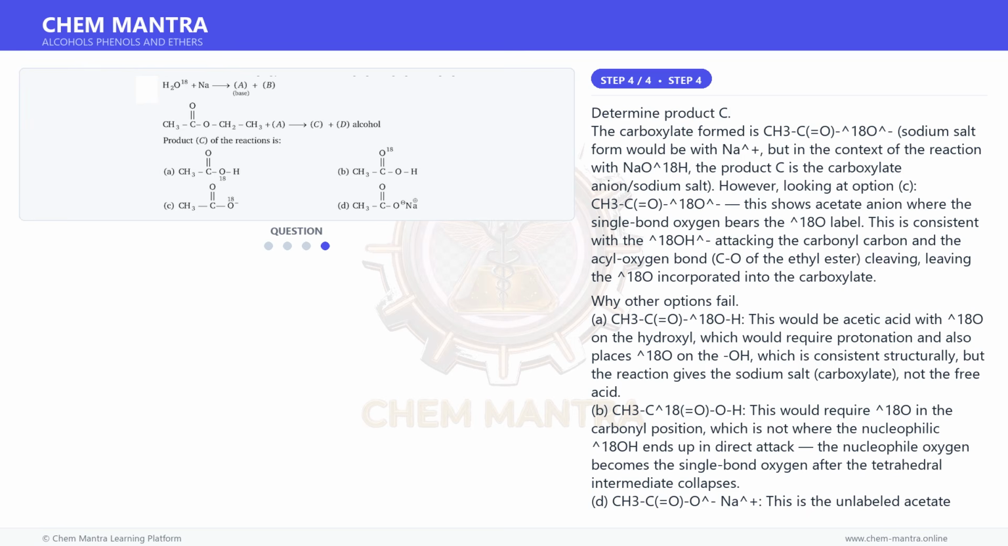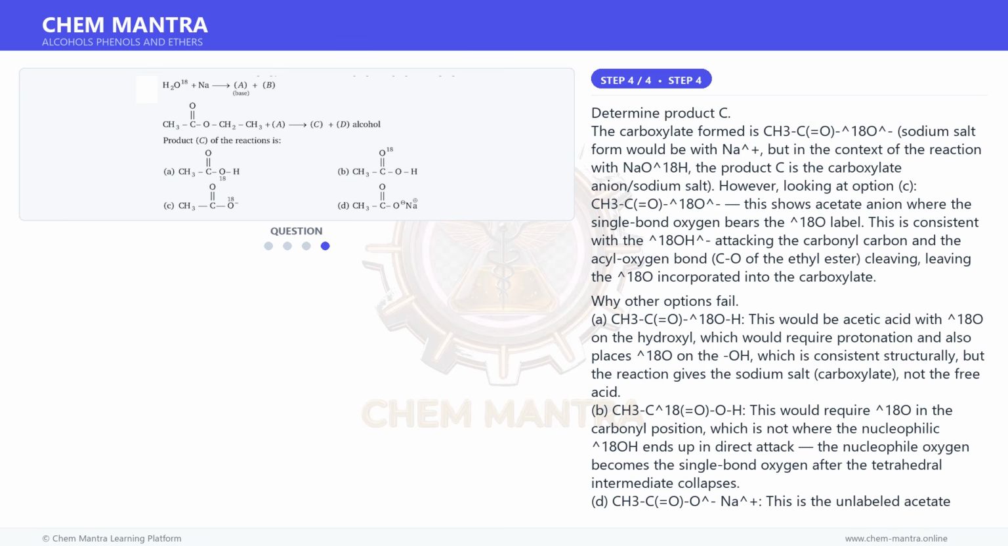Why other options fail? A. CH3C=O-18OH. This would be acetic acid with 18O on the hydroxyl, which would require protonation and also places 18O on the O, which is consistent structurally, but the reaction gives the sodium salt, carboxylate, not the free acid.